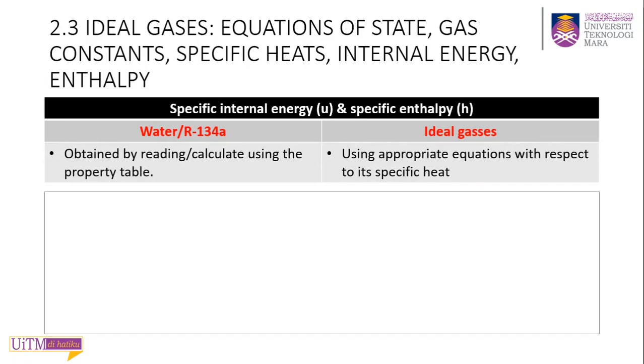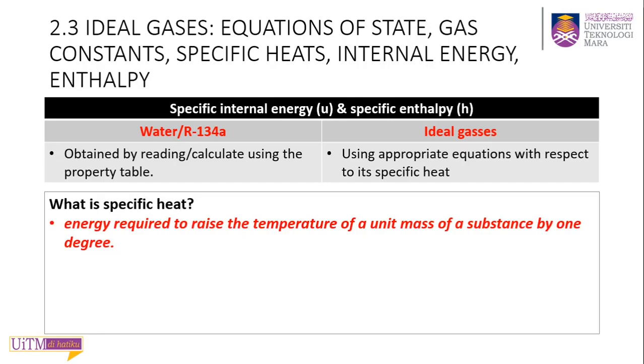Now, the table shown in the video right now is a comparison between how to determine the values for specific internal energy and also specific enthalpy based on the type of substance. For water or refrigerant R134a, we have seen in the previous subtopic 2.2 that determining the values requires the use of the property table, and for this subtopic, for ideal gases, we will be using equations, and these equations are with respect to its specific heat.